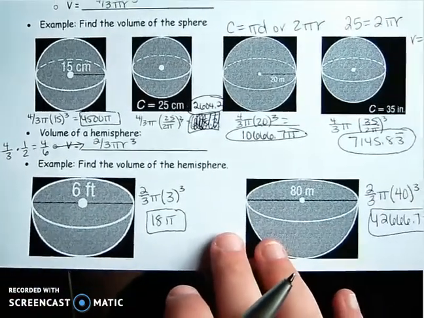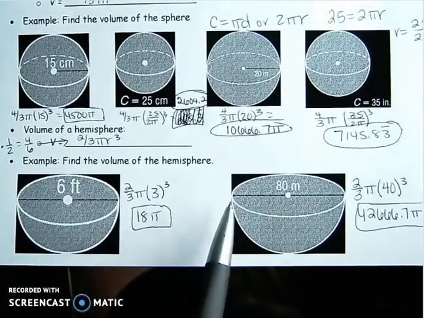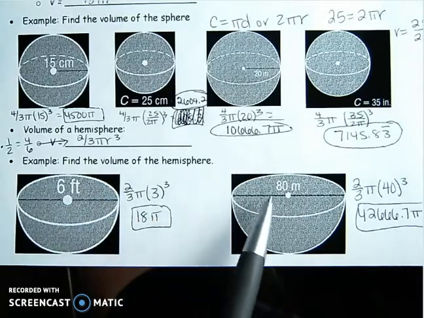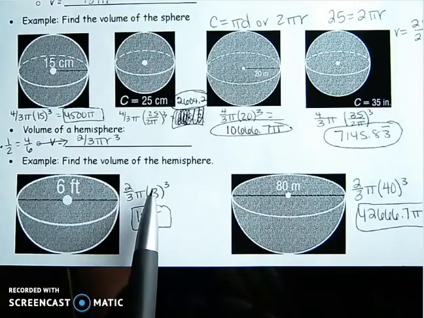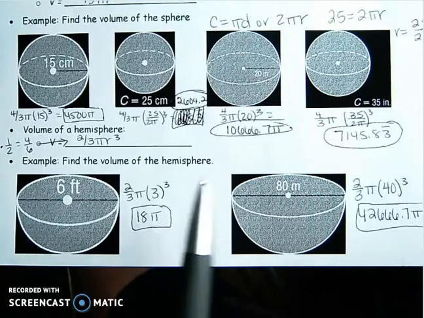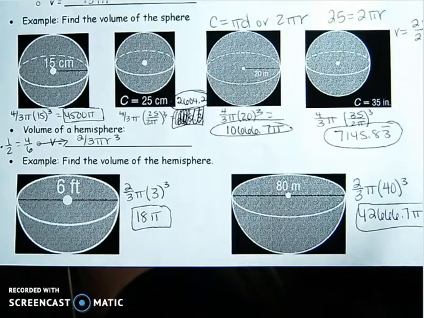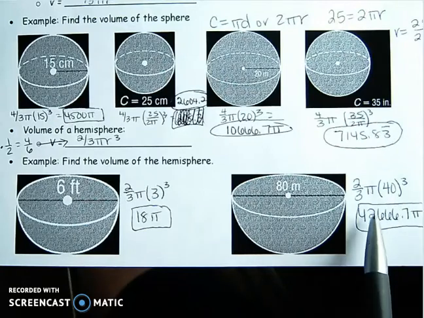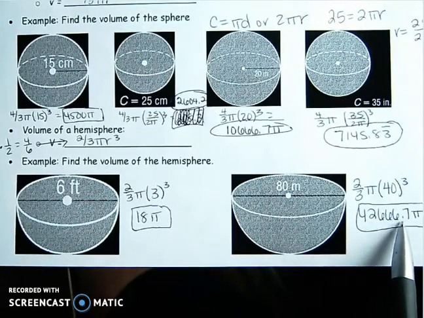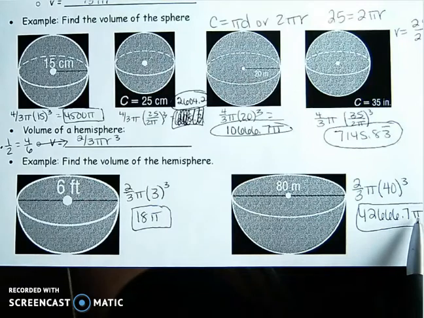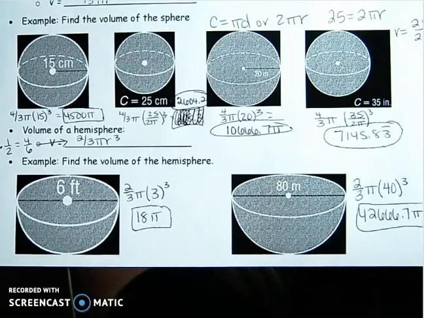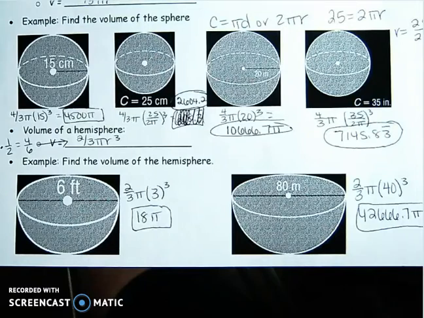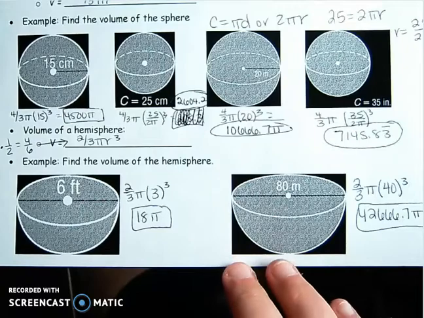So then, plugging in our formula, in both of these we are given diameters of 6 feet and 80 meters. So we take half, plug it in our formula, we get 18 pi, or an equivalent decimal. Here, 80 divided by 2 is 40. Plug it in. You get 42,666.7. I believe, if memory serves me correctly, it's 6 repeating pi, or again, type it all at once and get the equivalent decimal. If you have any questions about hemispheres, now's the time to ask Miss Lewis.